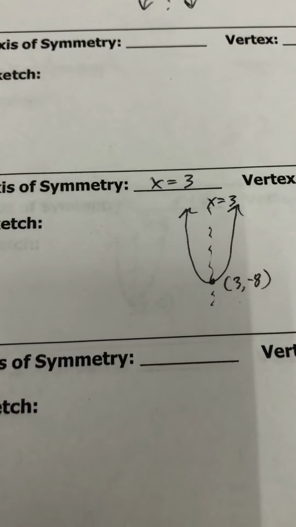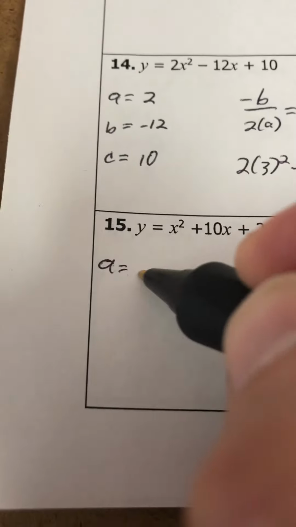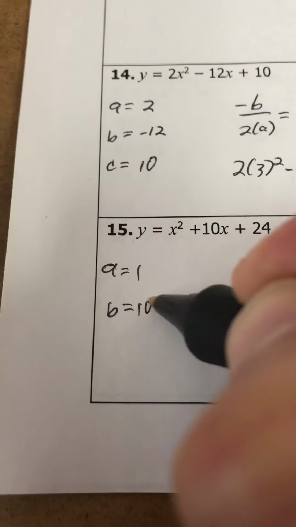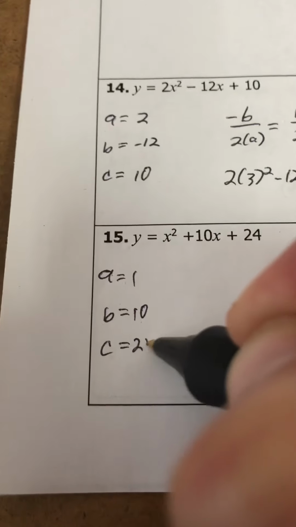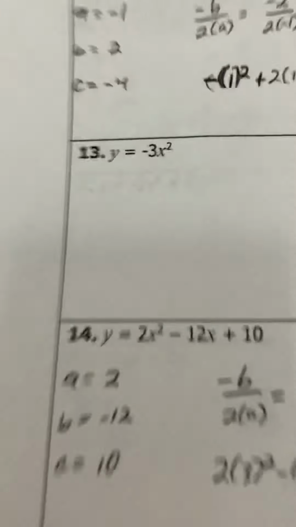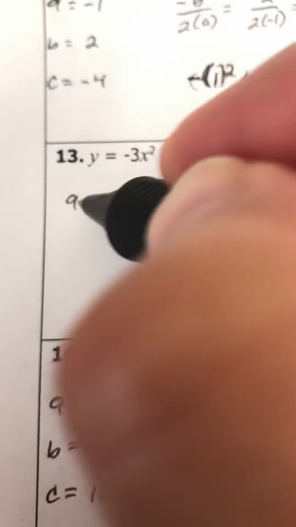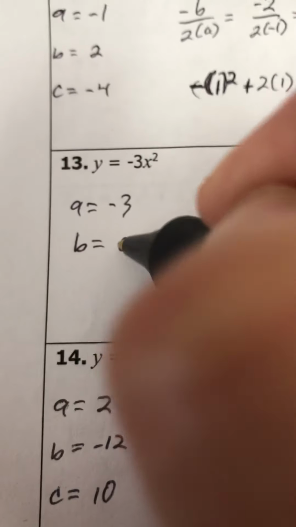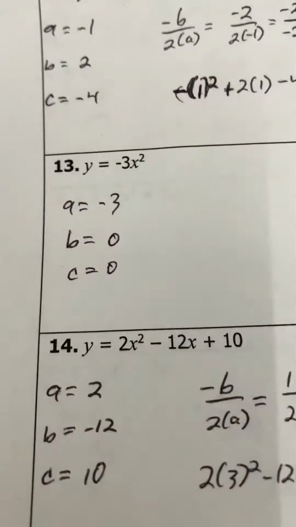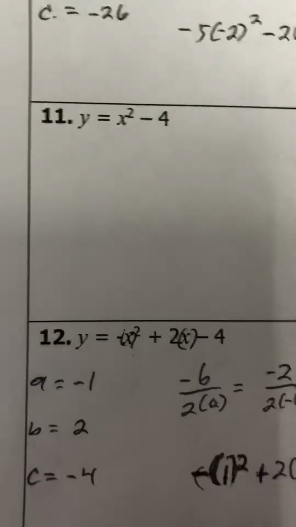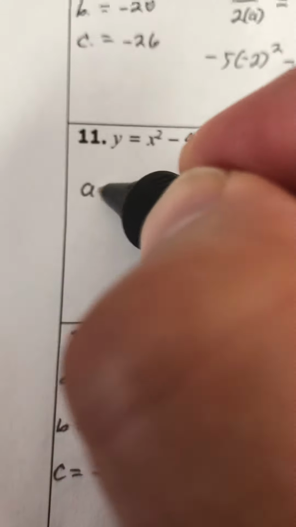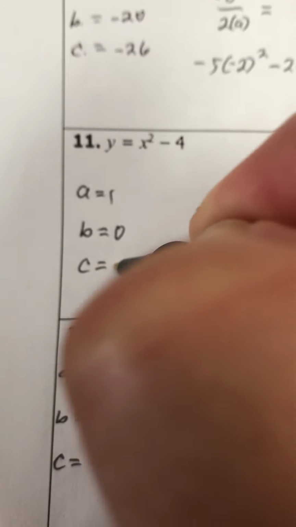All right, good luck on those odd ones. If I could help you out with 15, your A is going to be 1, your B is going to be 10, and your C is going to be 24 to get you started. This one, you might be wondering, what is my A? My A is negative 3. B, don't have one. C, don't have one. 11, A is 1. B, nothing. C is negative 4.